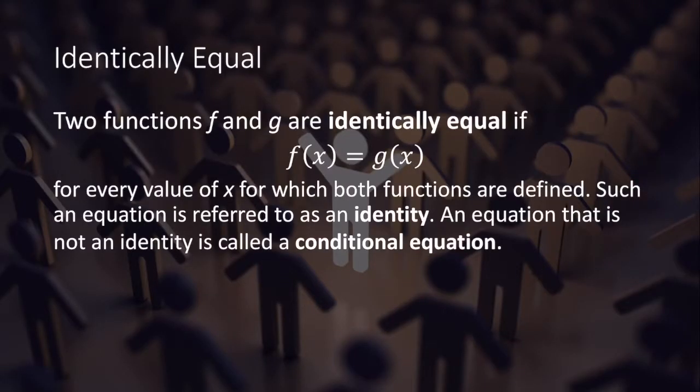So two functions are identically equal if f of x equals g of x for all x in the domain for which both functions are defined. Such an equation is referred to as an identity, and any equation that's not an identity is called a conditional equation, but we really aren't going to focus on that.